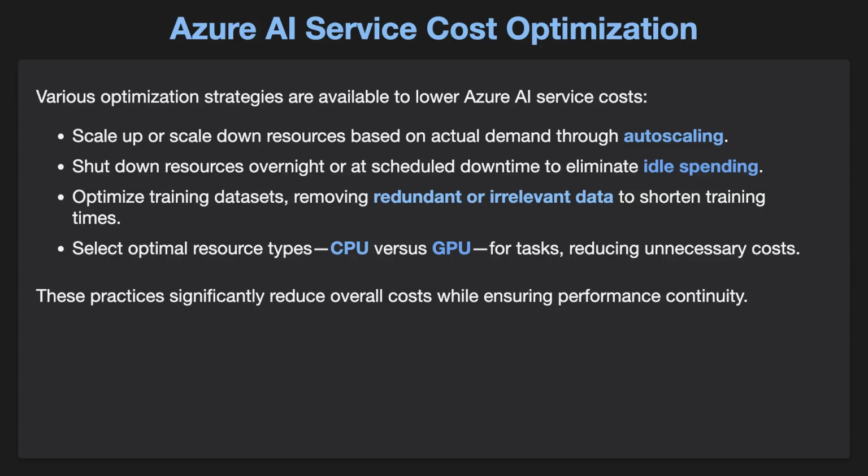Various optimization strategies are available to lower Azure AI service costs. Scale up or scale down resources based on actual demand through auto-scaling. Shut down resources overnight or at scheduled downtime to eliminate idle spending. Optimize training datasets, removing redundant or irrelevant data to shorten training times. Select optimal resource types, CPU versus GPU, for tasks, reducing unnecessary costs. These practices significantly reduce overall costs while ensuring performance continuity.